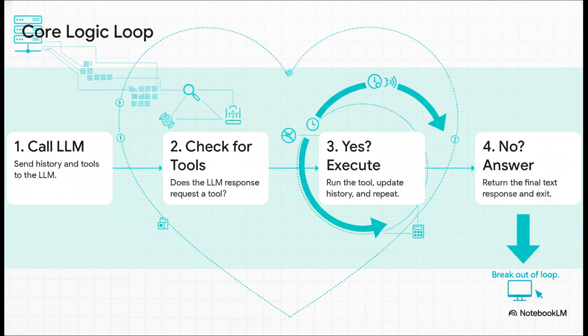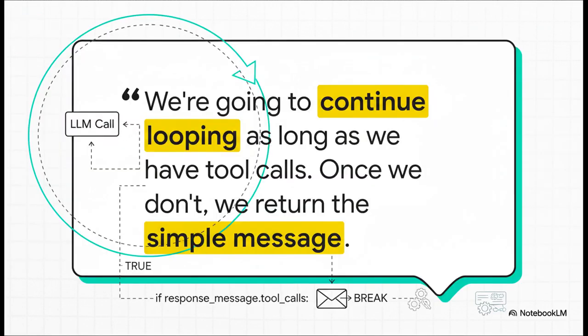If the answer is no, that means the LLM is done thinking. It has everything it needs, so we grab its final text response and we break out of the loop. And here's that exact logic in Python. We've got a while true loop that will just keep running. Inside, we call the model and then we check. Does the response have tool calls? If it does, we do our work and the loop continues. If not, we have our final answer, so we return it and break the loop.